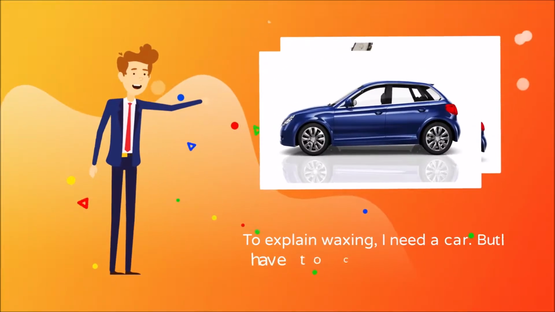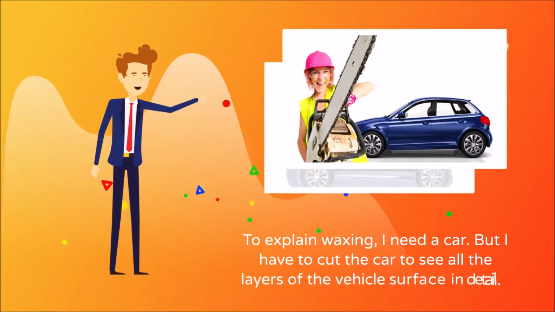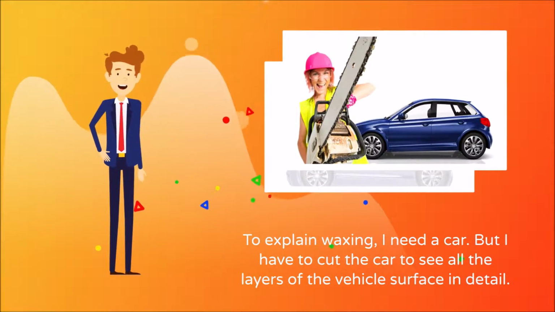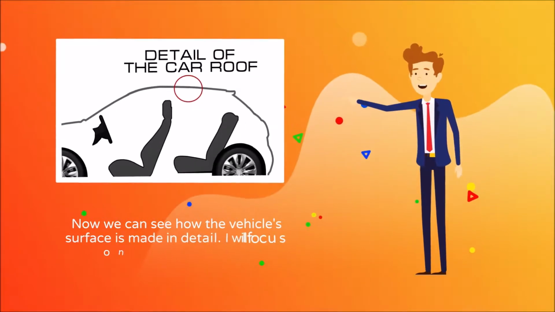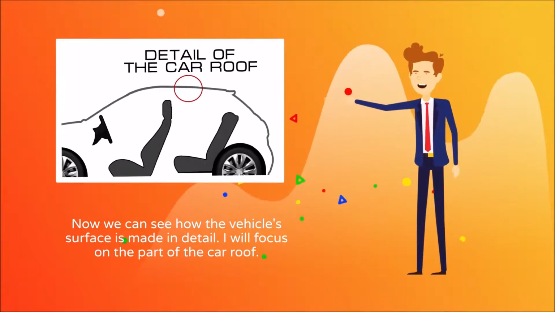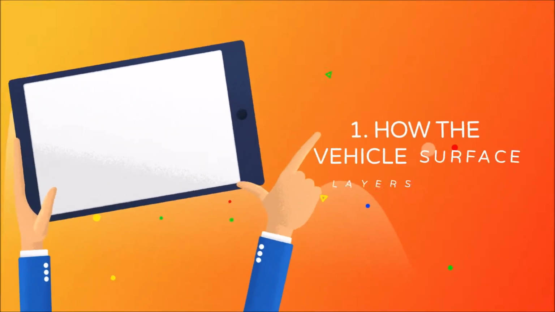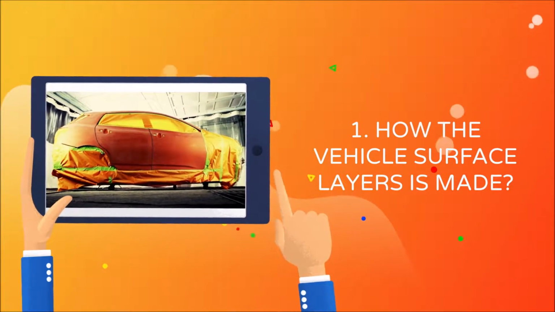To explain waxing, I need a car. But I have to cut the car to see all the layers of the vehicle surface in detail. Now we can see how the vehicle's surface is made in detail. I will focus on the part of the car roof. First, let me explain how the vehicle's surface is made.